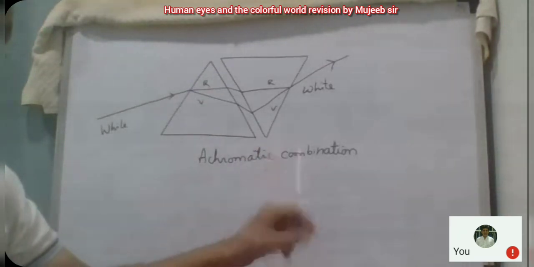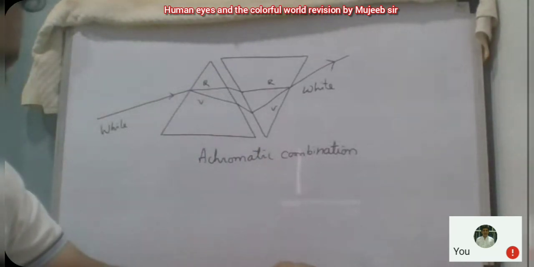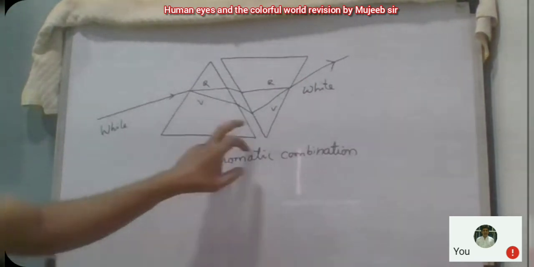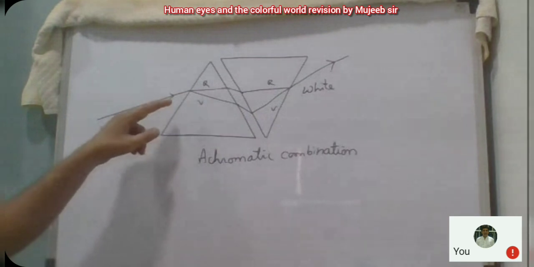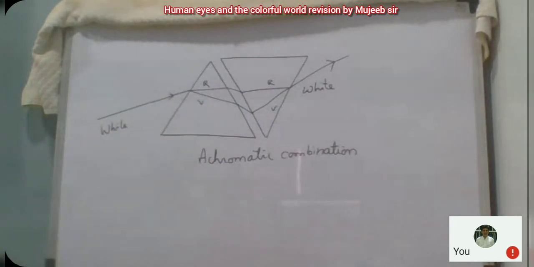I am repeating the answer once again. See, if the two prisms are kept in such a way that the second prism is inverted with respect to the first prism, then the white light is splitted. The second prism recombines the components of the white light which were separated by the first prism, to give the white light once again. Okay, this combination is called the achromatic combination of prism.